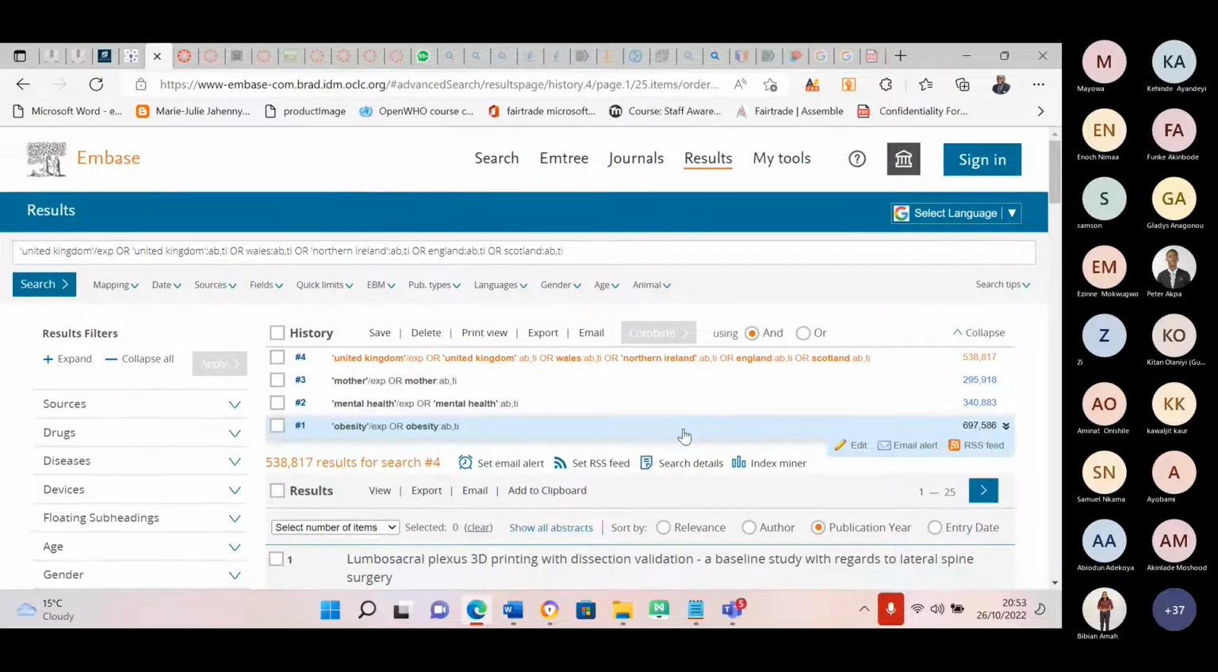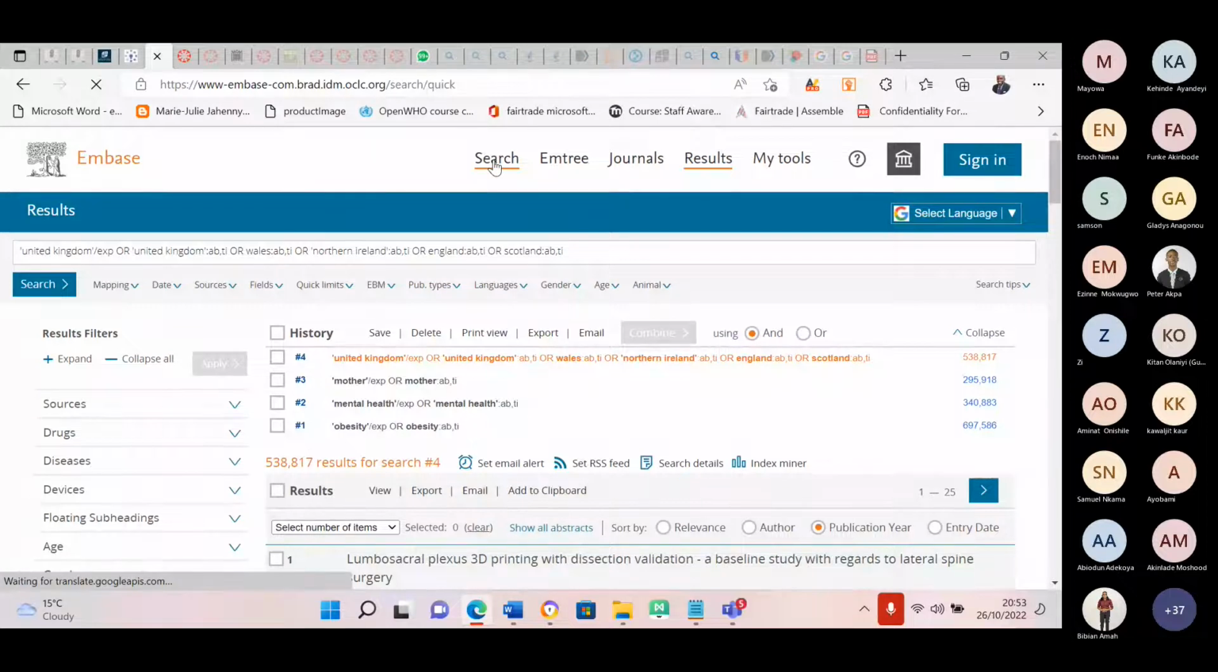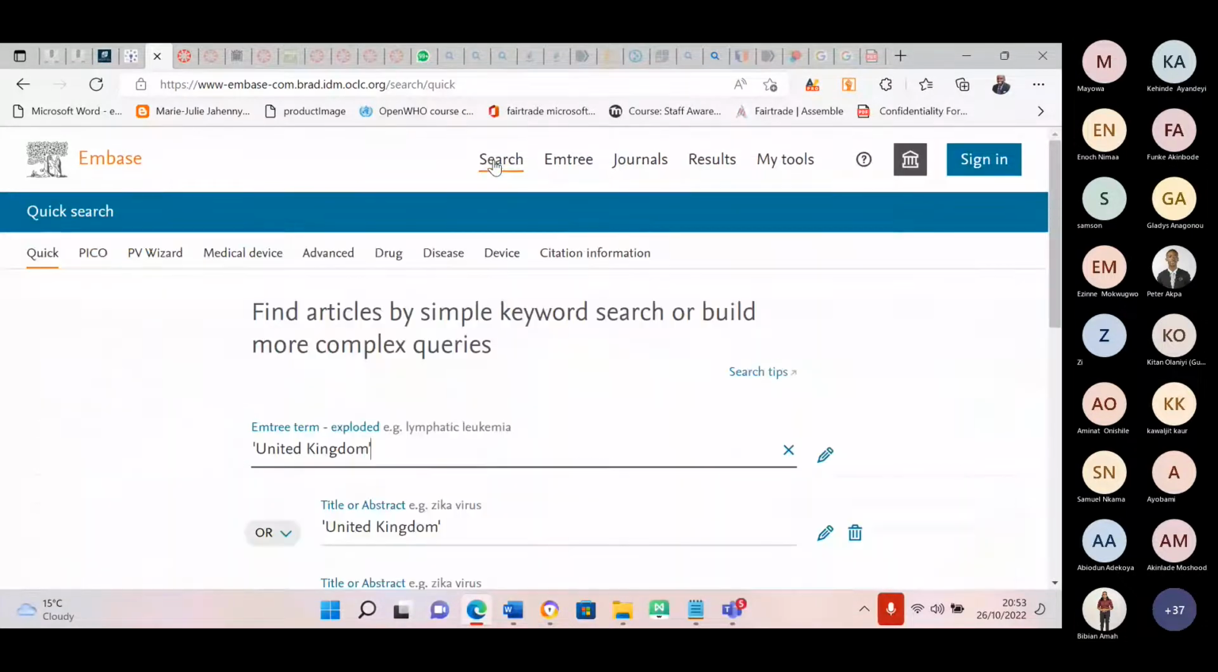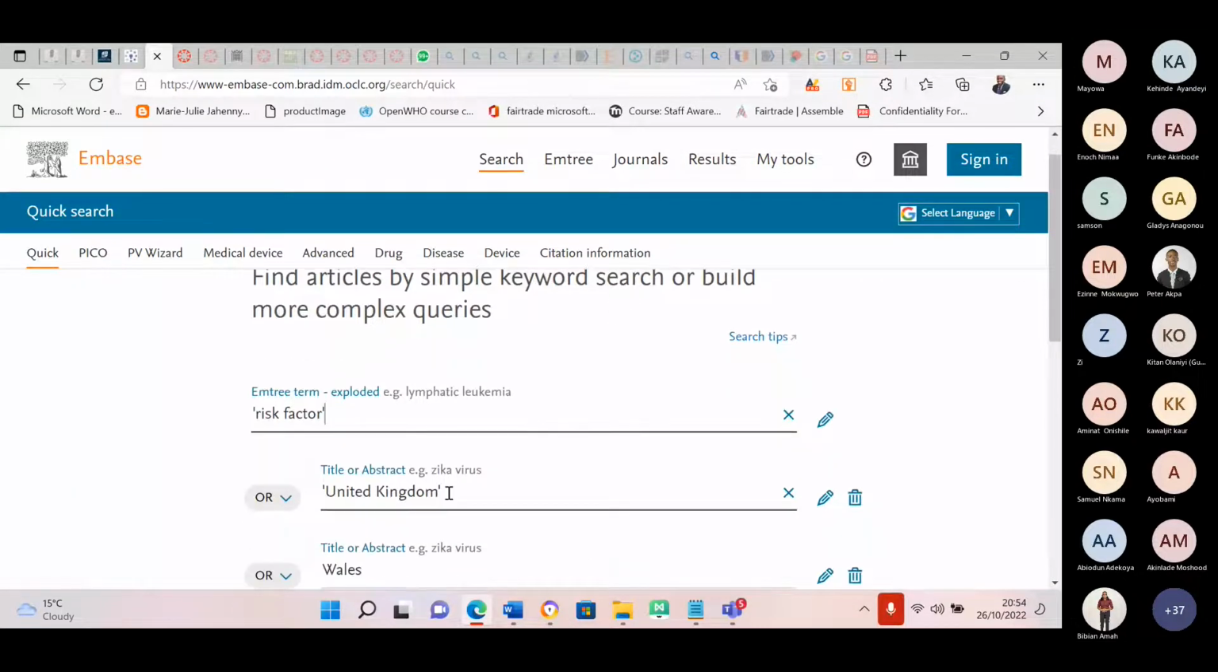As you can see, I'm not typing the whole topic. I'm just typing the keywords. So now I'm looking at risk factors, for example. So I need to add that as my keyword too. Let's go to search here. Now let's see, is there any risk factors? Okay, we have risk factor.